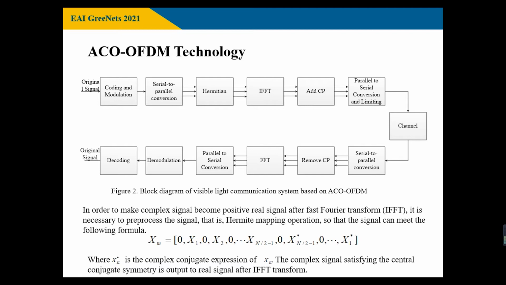When a signal is detected at the receiving end, the signal is first converted into a parallel data stream. The cyclic prefix is removed, and the parallel data stream is converted into a serial data stream after FFT. At this time, the PSK or QAM modulated data is obtained. The original data can be obtained by corresponding demodulation. Hermitian mapping.